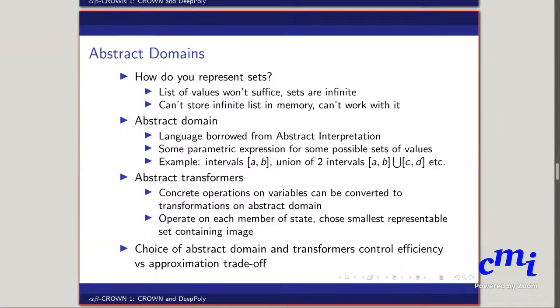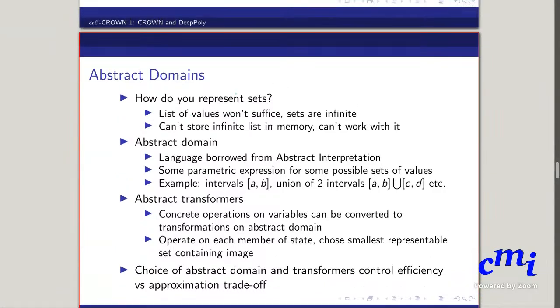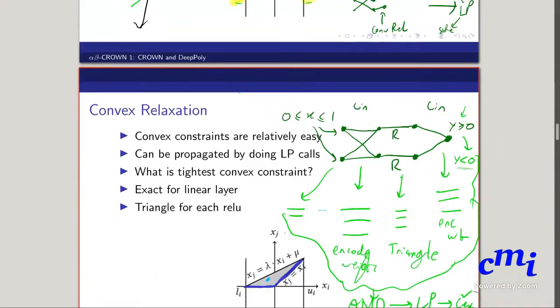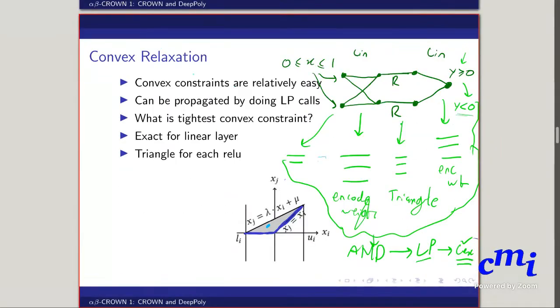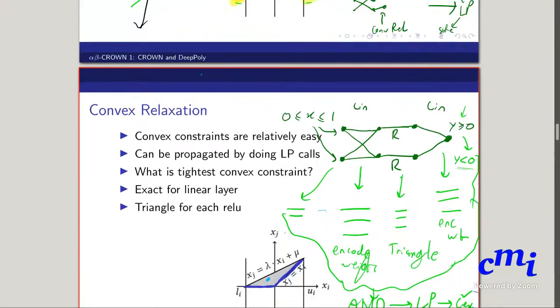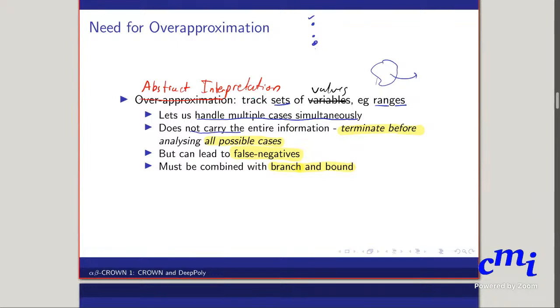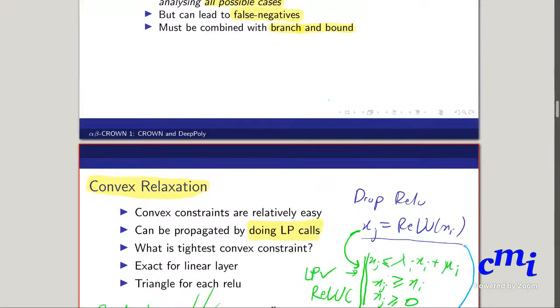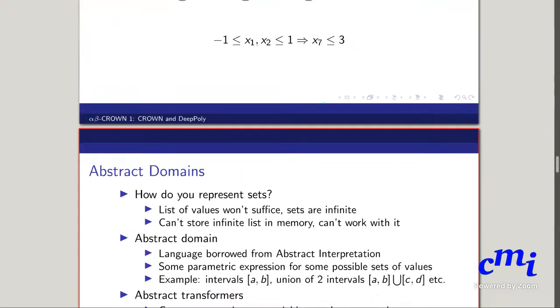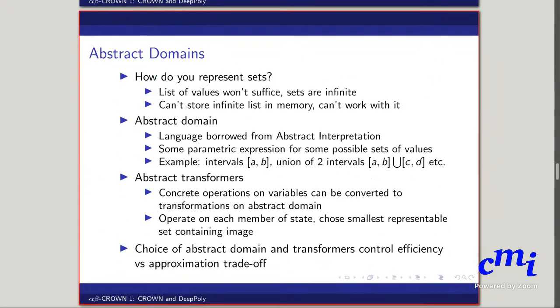Okay, so if you remember, before we took this short detour about convex relaxation, the direction that we were going in was somehow to keep track of sets of variables, right? So the question then is, how do we keep track of sets of variables? How do you actually carry around and argue in terms of sets of variables?